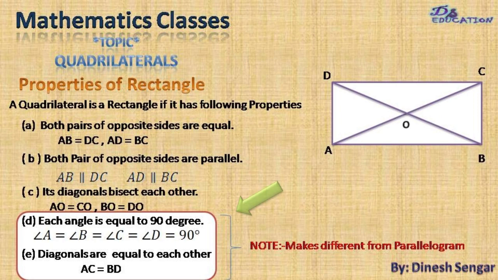That is, each angle is equal to 90 degrees, meaning all the 4 vertex angles of a rectangle are equal to 90 degrees, whereas a parallelogram does not have its angles equal to 90 degrees. Second point, diagonals are equal to each other. That is, AC is equal to BD, whereas the parallelogram does not have equal diagonals. These are the 2 points which make a rectangle totally different from a parallelogram.